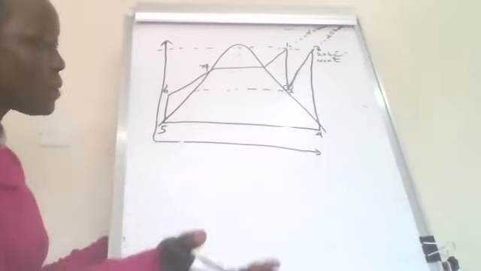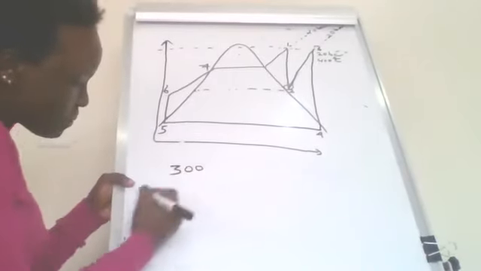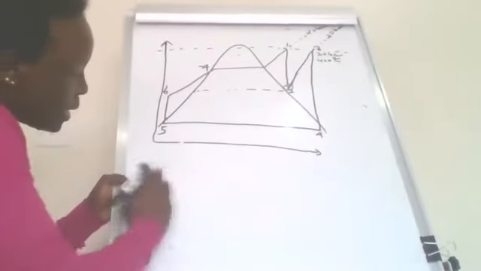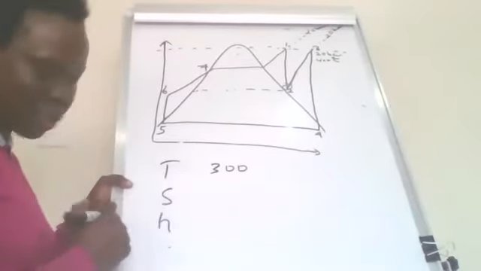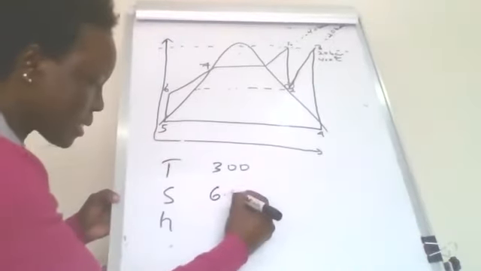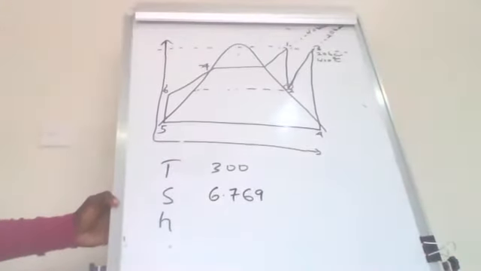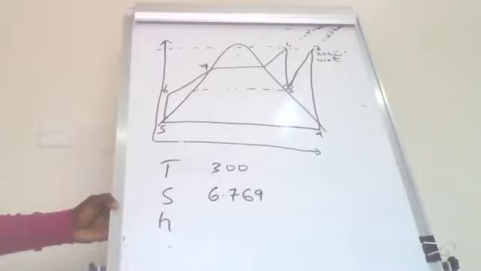One, we need to find the temperature of 2, which we also don't know. So basically, let us assume we are looking at temperature, entropy, and enthalpy. We have 300 degrees and 20 bar, because we are in the superheat region. So 300 degrees, 20 bar. What's the S value? 6.7696.